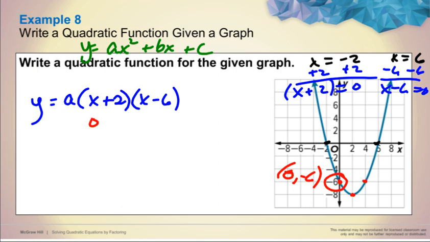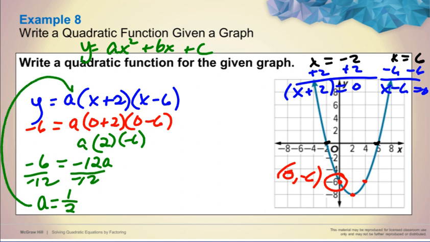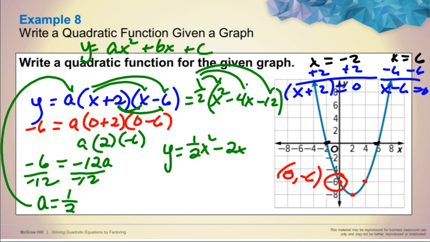So if x is 0 and my y is -6, I can now solve. This would give me 2 times -6 times a gives me -12a equaling -6. To get a by itself, I divide by -12. A would equal 1/2. So if a is 1/2, I just substitute it in here, and then I can solve. I'm going to FOIL here, and I get x squared minus 4x minus 12, and I have to multiply that by 1/2. So my equation would be 1/2 x squared minus 2x minus 6.